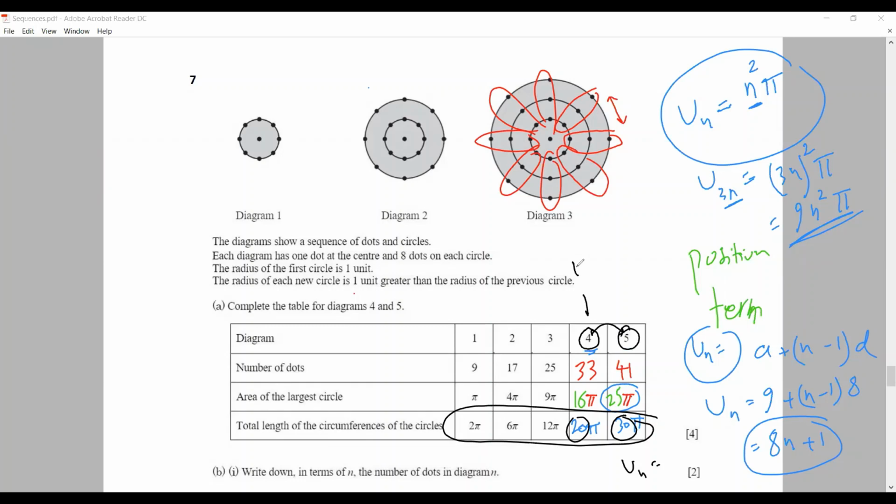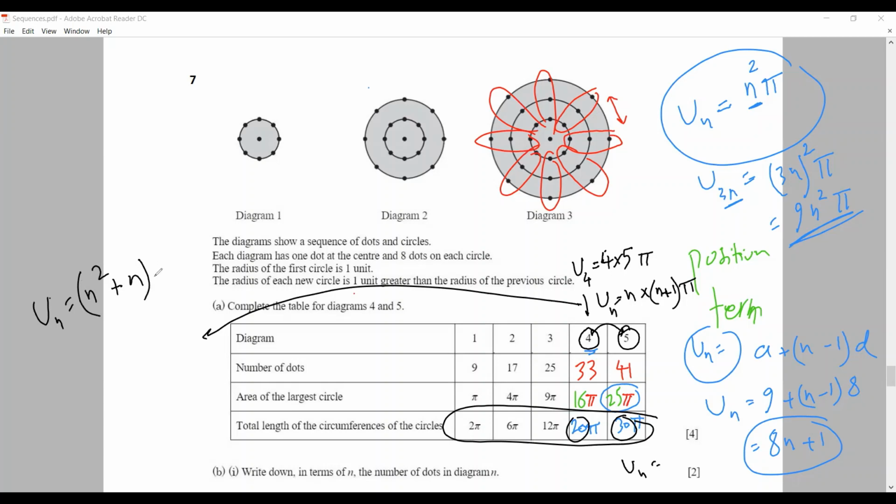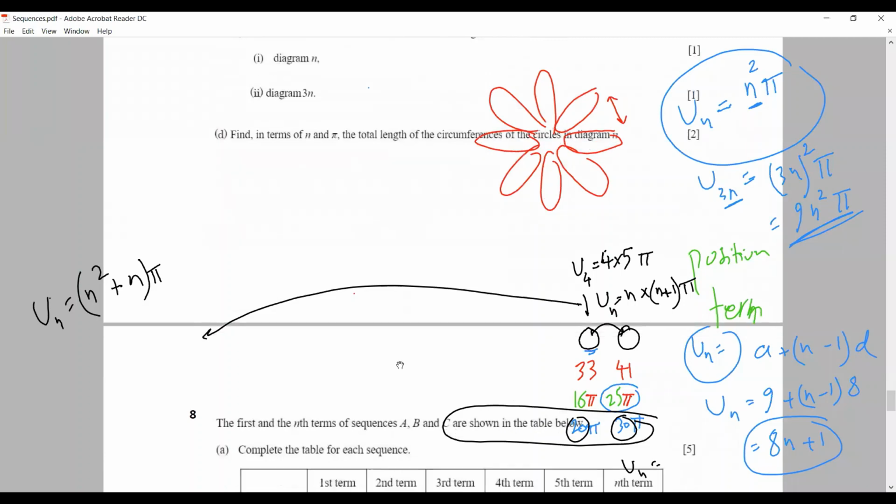So this is the fourth term, right? How did we obtain 24? Times the number after that, 5, and there is a pi there. So for u sub n, we should multiply n by the number after that, which is n plus 1, and then there is a pi. So expanding this, u sub n is equal to n squared plus n, times pi. You can leave it in this version as well, n times n plus 1 times pi. So both are correct. I hope we're done with this question.